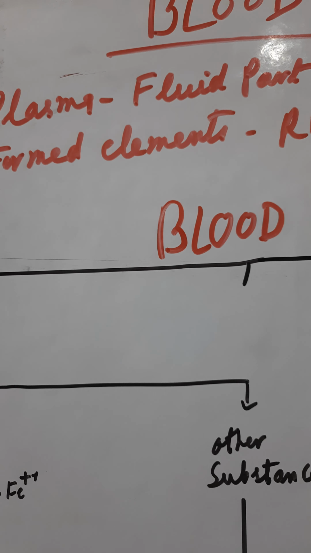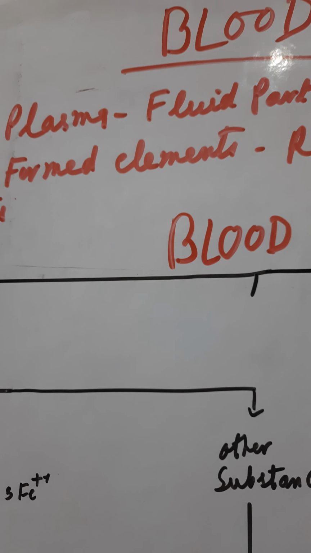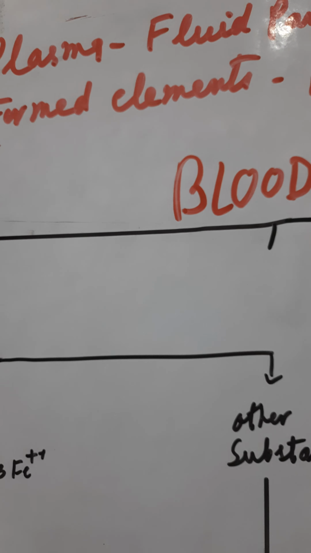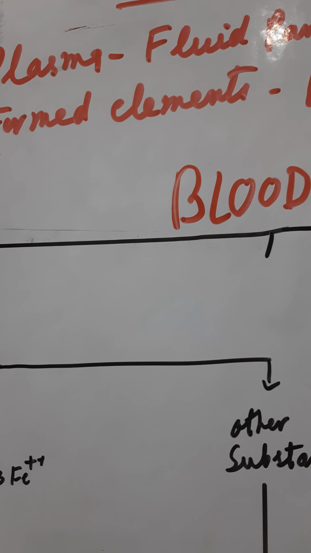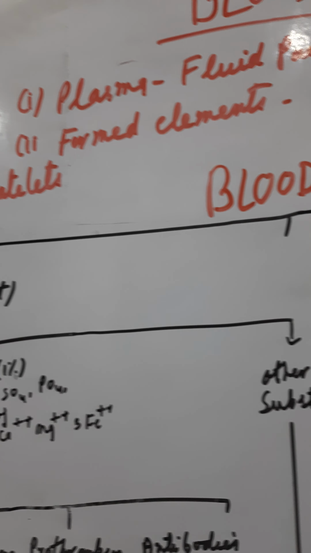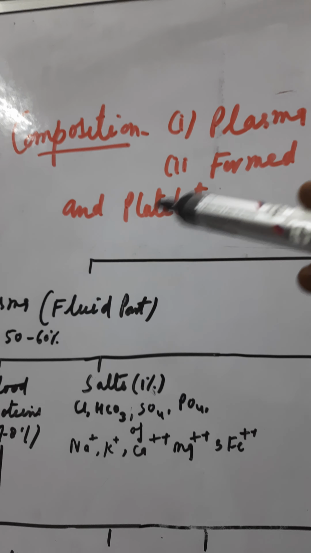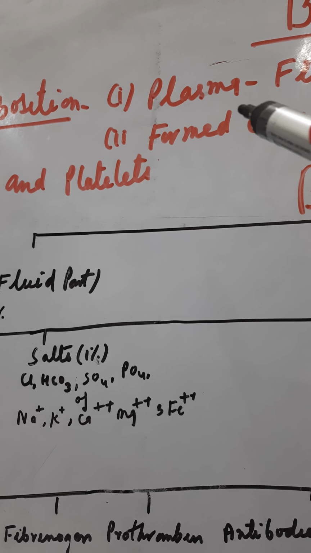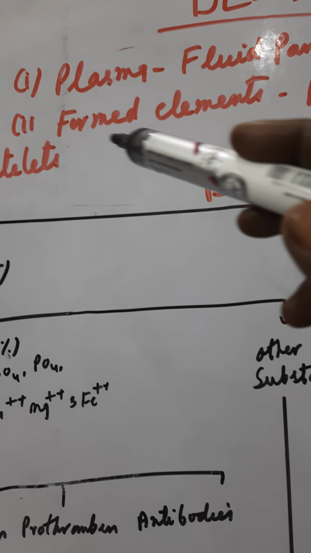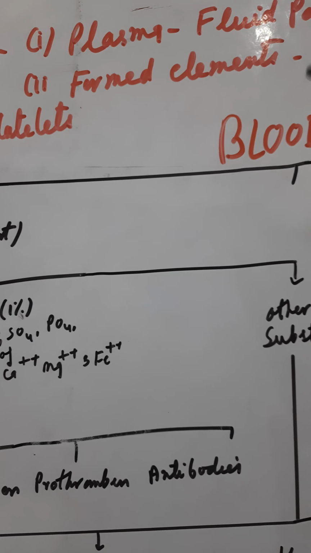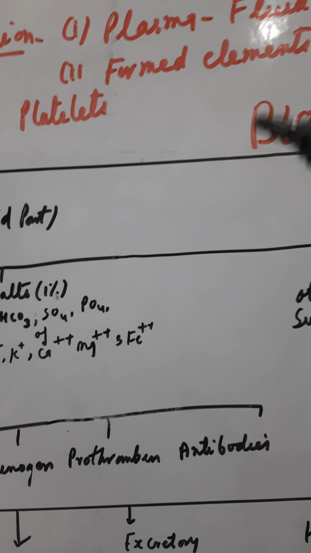Here I am going to explain about the blood, its composition, and how the various components are utilized for the functioning of the blood. For example, the composition of the blood contains two things. First, plasma, which is the fluid part, and second, the formed elements like RBC, WBC and platelets.